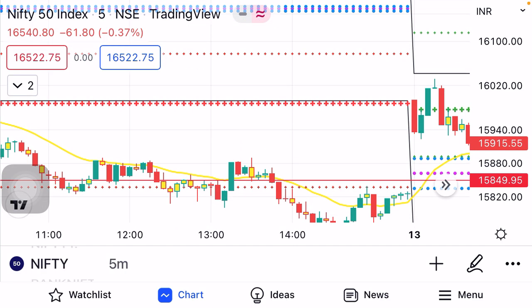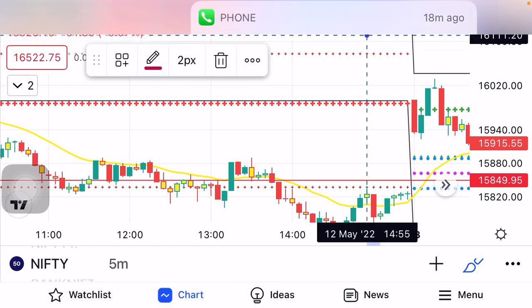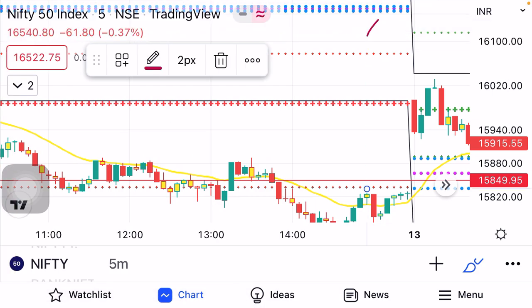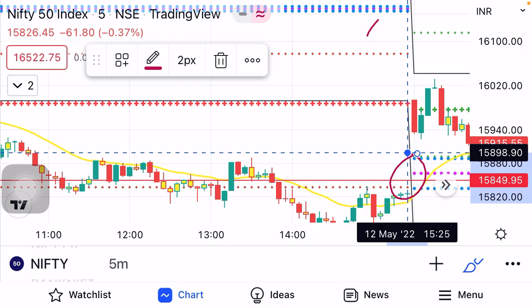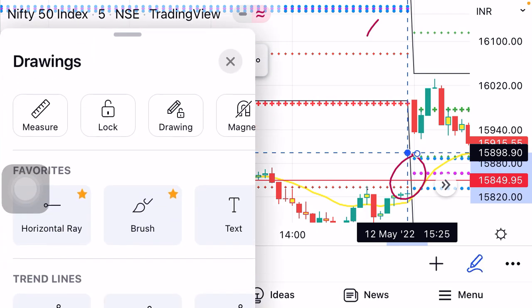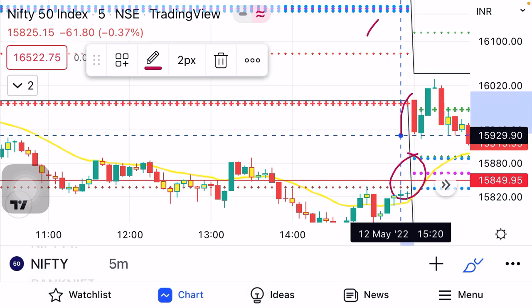Okay, the CPR is in downtrend compared to yesterday's CPR. The CPR is in downtrend, but the CPR is a little wider, and the opening candle is gap up. But observe the first 5 minutes candle, it was a bearish candle, right?